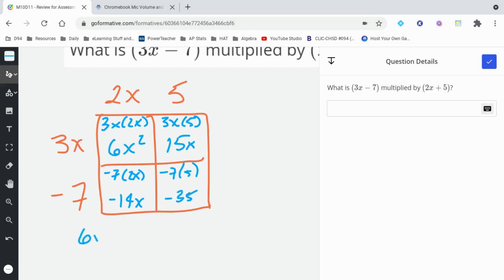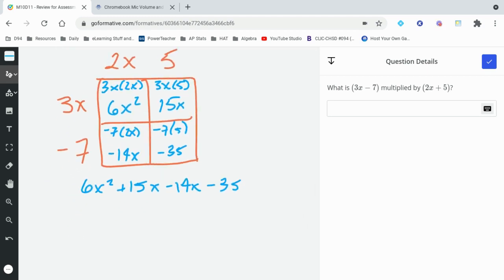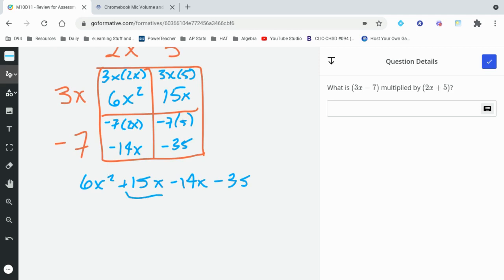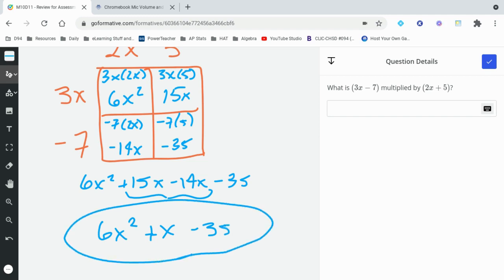So again, notice it's the exact same numbers that I had in the other method, just in a slightly different order because I think we had the negative 14x first. These x's, you're going to combine like terms, but you come up with the same beautiful answer of that: 6x squared plus x minus 35.